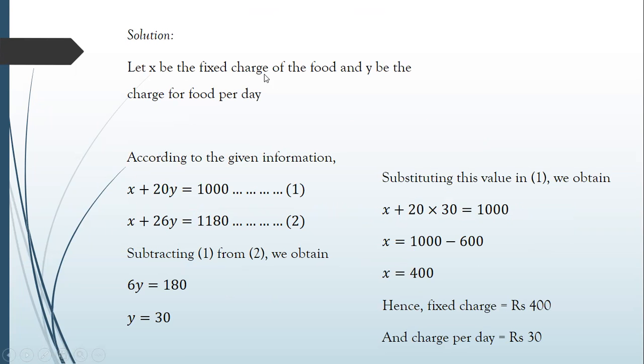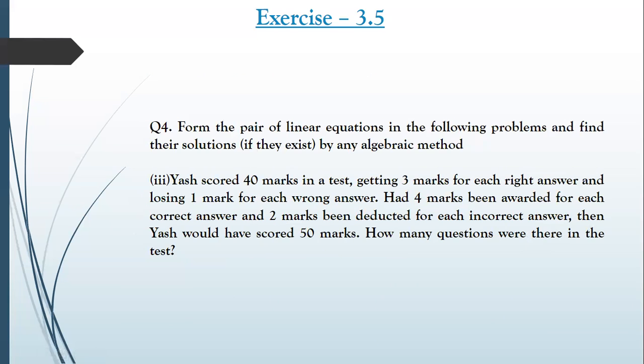So we have x to be the fixed charge and y to be the charge for food per day. We have x plus 20y is 1000, x plus 26y is 1180. Subtracting these two, x will get eliminated. So we get y as 30. Substituting this in the first equation, we get x as 400. So the fixed charge is 400 and the charge per day is 30 rupees.